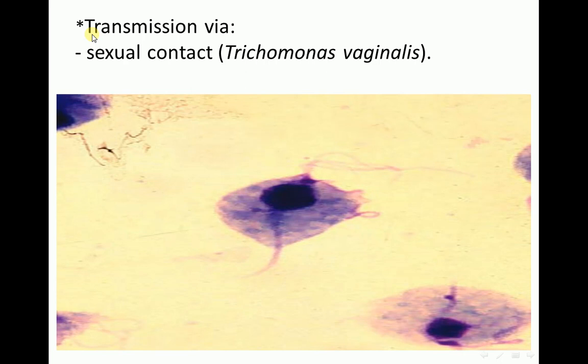The third way of transmission of protozoan parasites is through sexual contact, such as in the parasite Trichomonas vaginalis. Trichomonas vaginalis belongs to the flagellate parasites. This parasite has a pear shape with 4 anterior flagella of the same length in the anterior portion and a large oval or round nucleus near the anterior pole. And we can see here the 5th flagellum extending posteriorly.